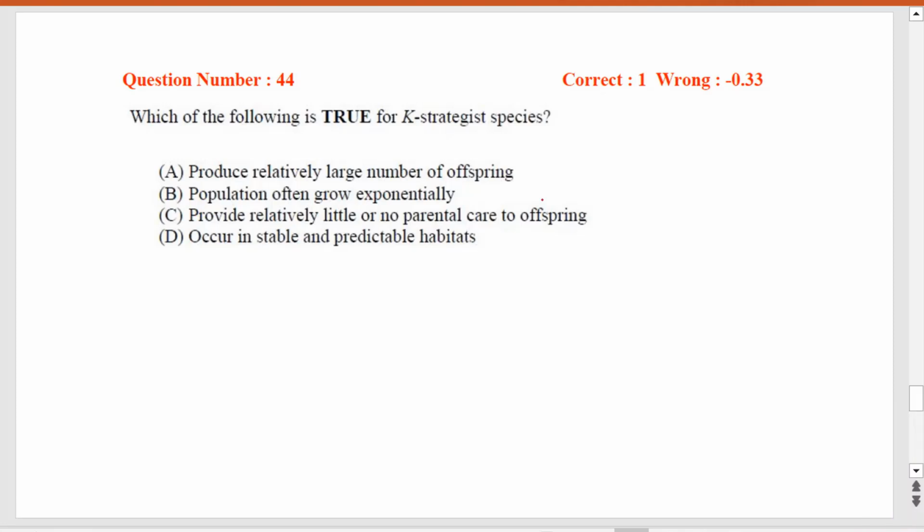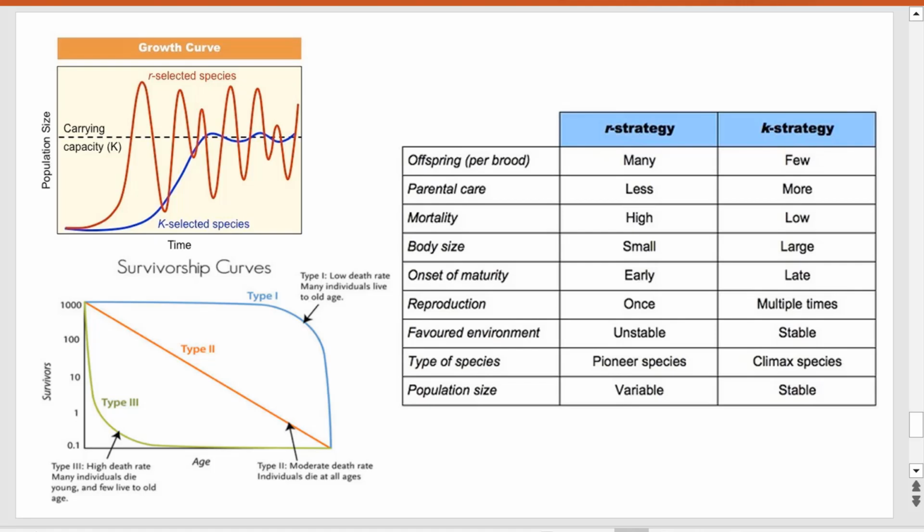Which of the following is true for a K strategist species? In order to answer, this comes from the evolution chapter and animal behavior. K strategist, and there are two kinds of animals. So, we'll explain it here. One is the K strategist, and another one is the R strategist. And there are differences in both of these types of animals. So, how are they different?